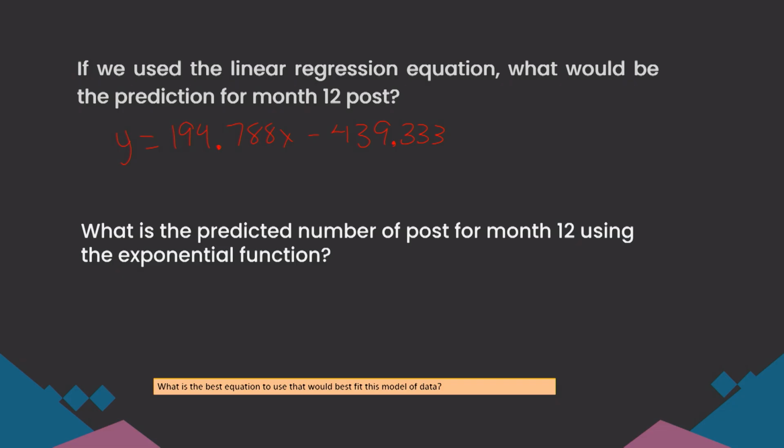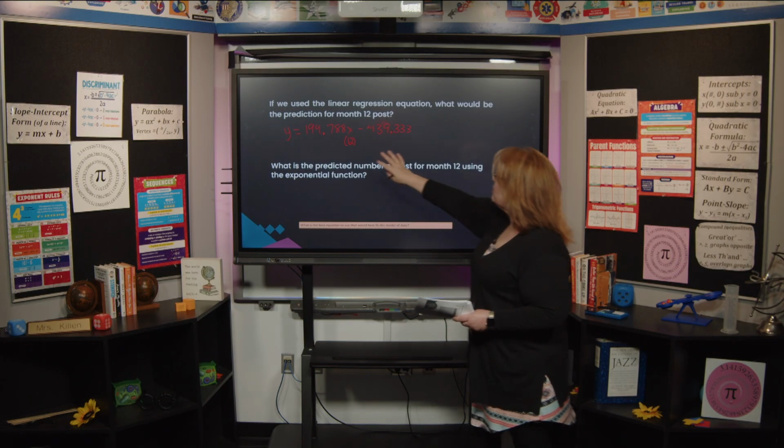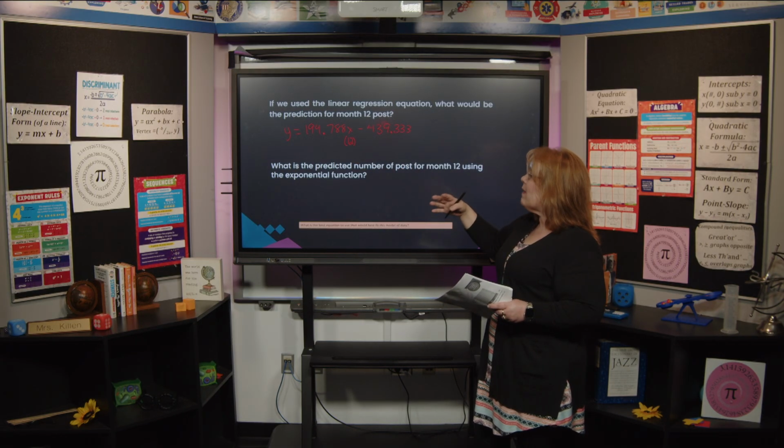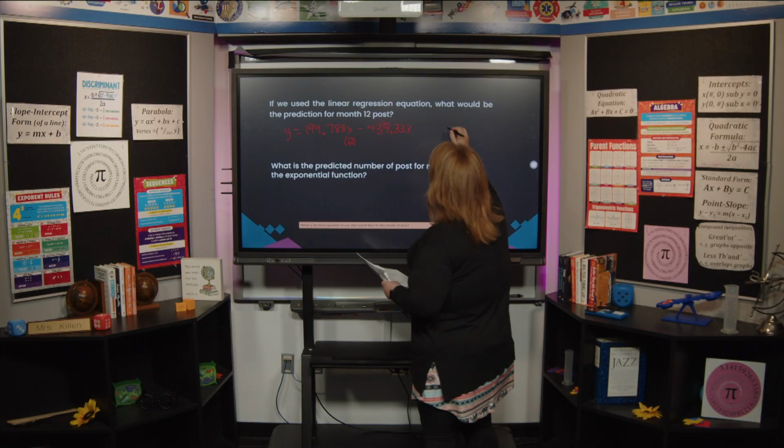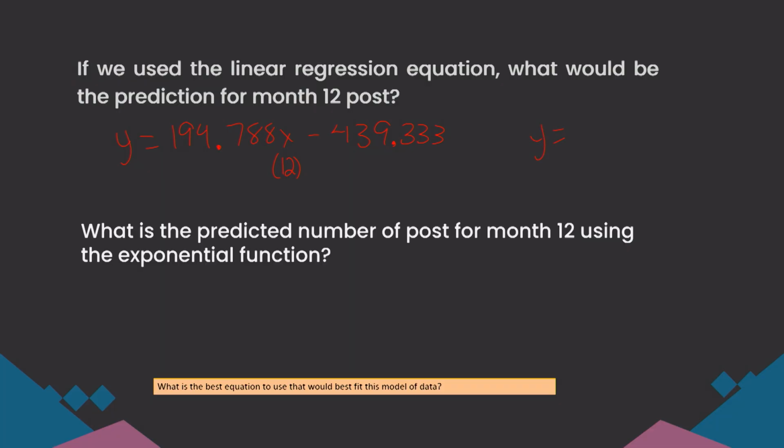So then it says for the 12th month. What I'm going to do is plug in 12 for x. Now, this is a calculator skill. All I'm going to do is plug this into my calculator and come up with my answer for 12. So what would be my prediction for 12? I plug this in: 194.788 times 12, minus 439.333, and I get, obviously I can't have a portion of a TikTok, so I would say that it is roughly 1898.